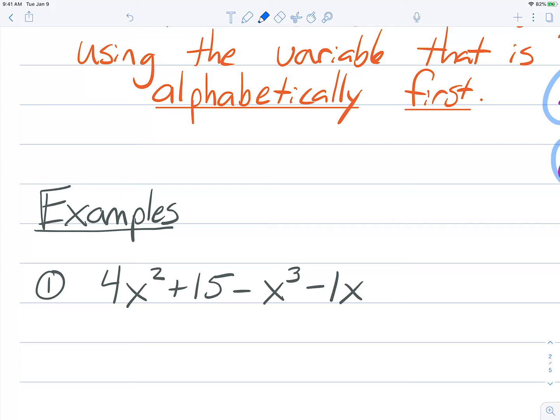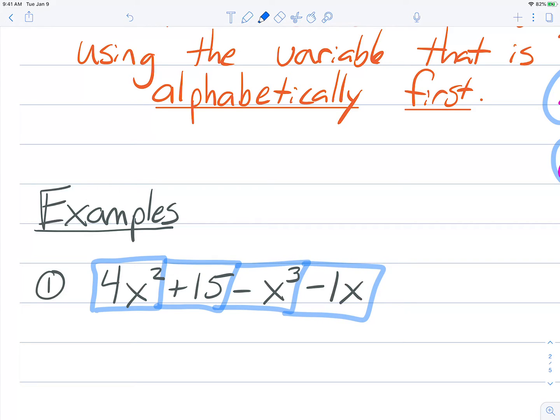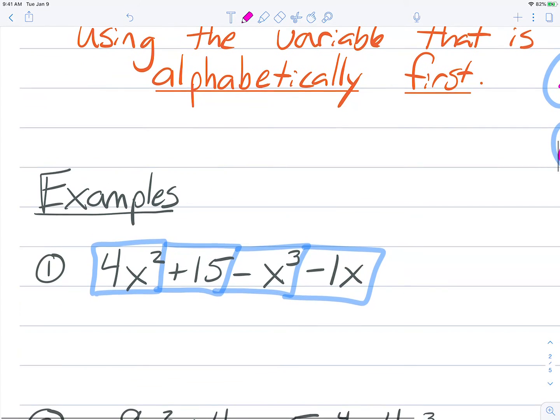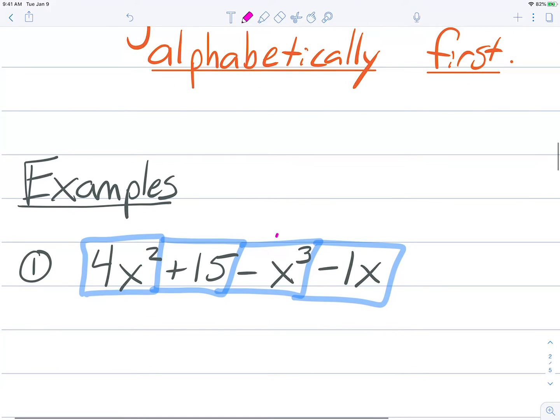In this polynomial, there are 1, 2, 3, 4 terms. And if you look at the exponents, none of them match, so none of them are like terms. The exponent that has the highest value is the x cubed, the negative x cubed. So that one's going to go first. So in terms of order, that one's first.